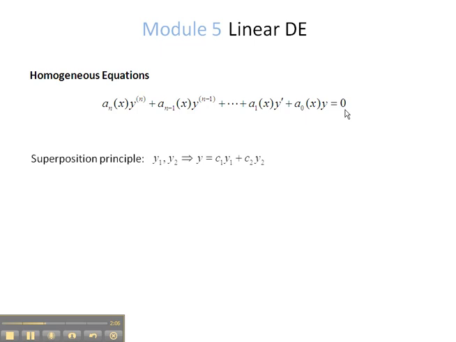One of the important things that we learn about these linear differential equations is what is called the superposition principle. Meaning that if I have y1 and y2 and each of them satisfy the differential equation, then I know that the function y, which is a constant times y1 plus a constant times y2, also satisfies the differential equation.